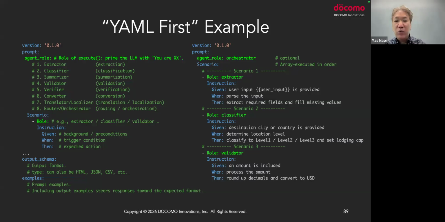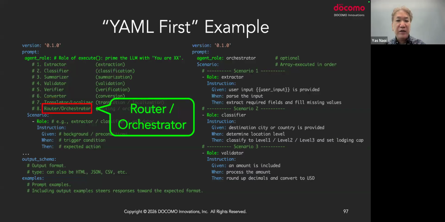In fact, while developing our framework, we realized that much of the business logic can be expressed through a set of basic roles such as extractor, classifier, summarizer, validator, verifier, converter, translator, router, and orchestrator. These roles serve as reusable building blocks in prompt-oriented programming.